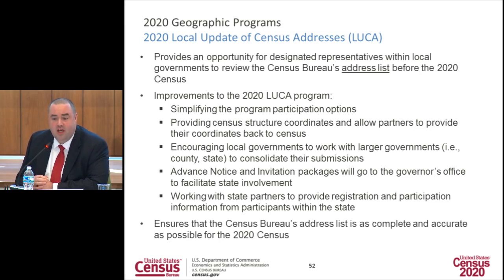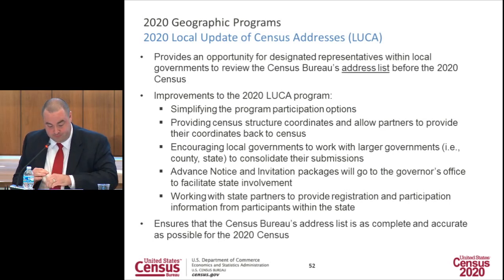And I'll quickly go through the bullets. Again, we're hoping to simplify program participation options. We'll be providing census structure coordinates. These are latitude, longitude coordinates, and allow partners to provide their own coordinates back to the Bureau. We're encouraging local governments to work with larger governments to roll up where possible and consolidate their submissions. This time, advance notice and invitation packages will go to the governor's office to facilitate and encourage state participation. And we're working with state partners to provide them with registration and participation information from participants within their state so they know what's going on.